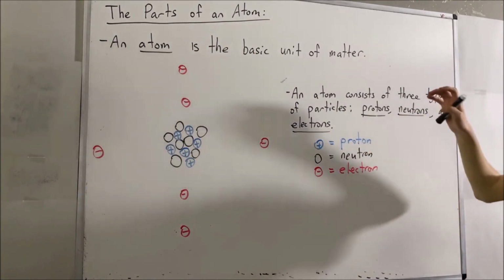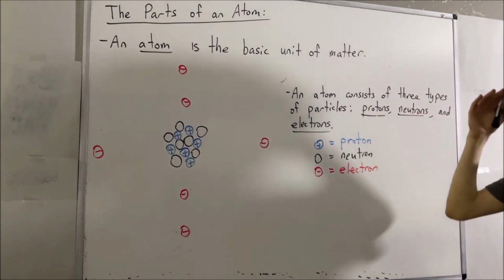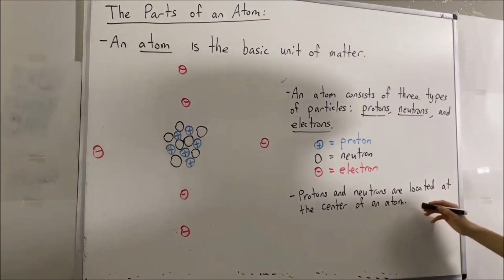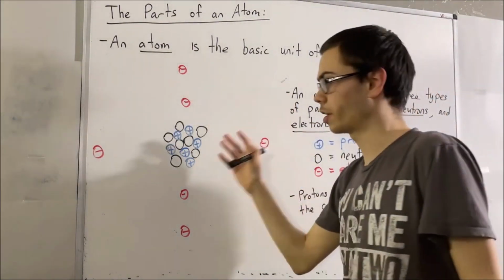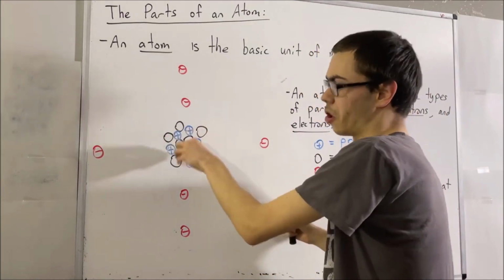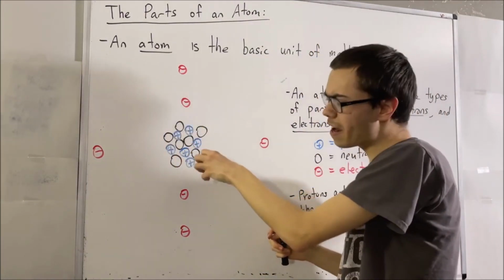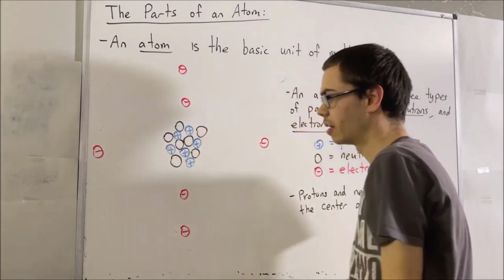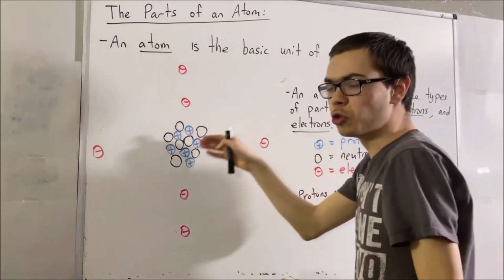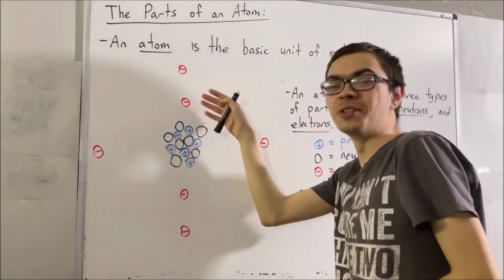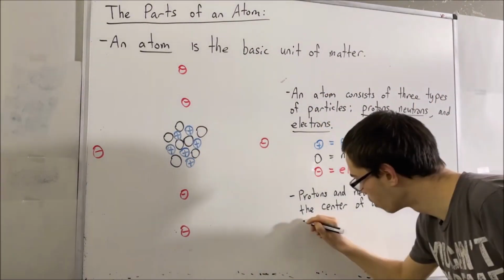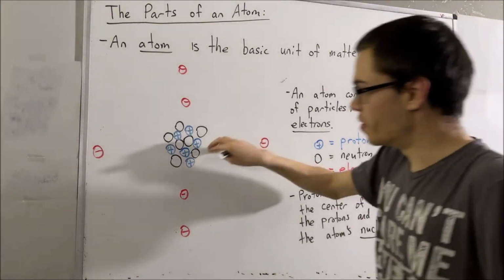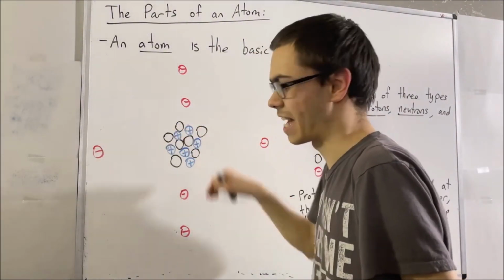To start, protons and neutrons are located at the center of an atom. And that agrees with what we have in our drawing here. Notice the protons and neutrons are all located at the center. In fact, they all appear to be bunched up with each other, right? Touching each other. Together, the protons and neutrons make up what we call the nucleus of the atom. So really, this region right here is the nucleus of the atom.